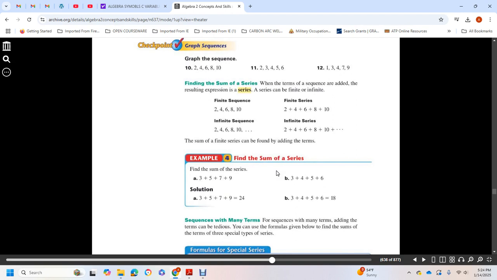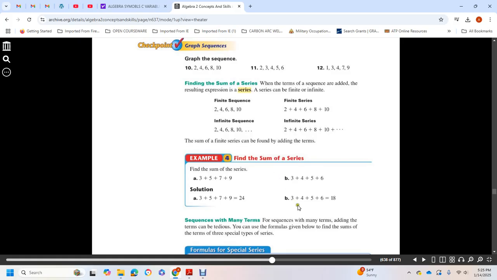Finding the sum of a series: if the terms of a sequence are added, the resulting expression is a series. A series can be finite or infinite. For the finite sequence 2, 4, 6, 8, 10, the finite series is 2 plus 4 plus 6 plus 8 plus 10. So for some of the finite series, we find the sums by adding the terms.